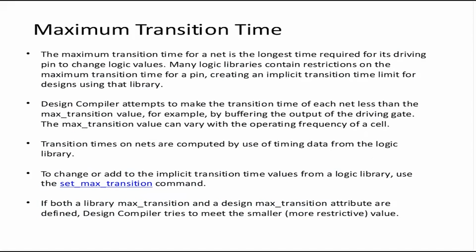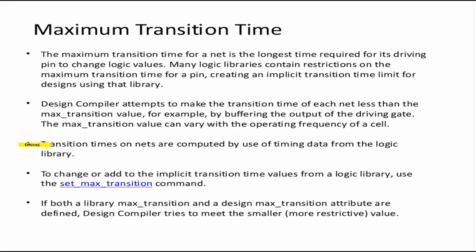Since the transition time at the input of a gate will determine the delay calculation from input to output, there is a maximum limit on it, and that comes from the library. DC will attempt to make the transition time of each net less than the max trans value, for example by buffering the output of the driving gate. Many times designers apply max transition limits based on clock frequency, so that can also be done.